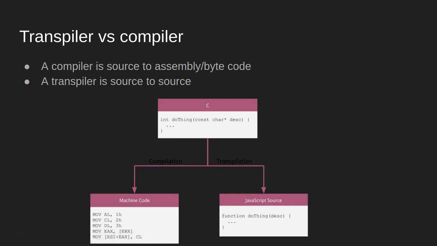So I'll just do a brief explanation of a transpiler versus a compiler. A compiler takes a program and creates the corresponding machine code or assembly for that program. And a transpiler takes a program and creates another program that could be in a different language or it could be the same language. So here in the picture we have a function in C, and the compiler would create the machine code on the left and the transpiler would create a program in JavaScript.